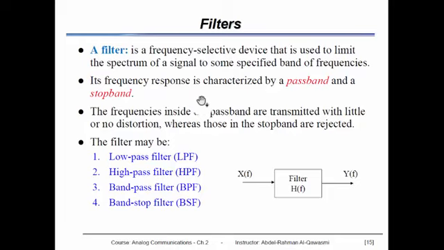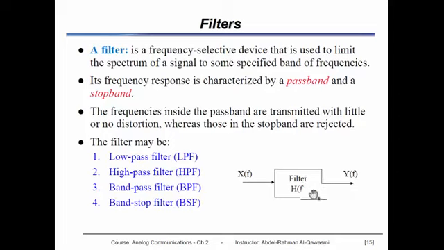But as you know, for the ideal filter, there are only two bands, the pass band and the stop band. So based on the pass band and stop band and the range of frequencies, we can have several types of filters. We have low pass filter, high pass filter, band pass filter, and band stop filter.